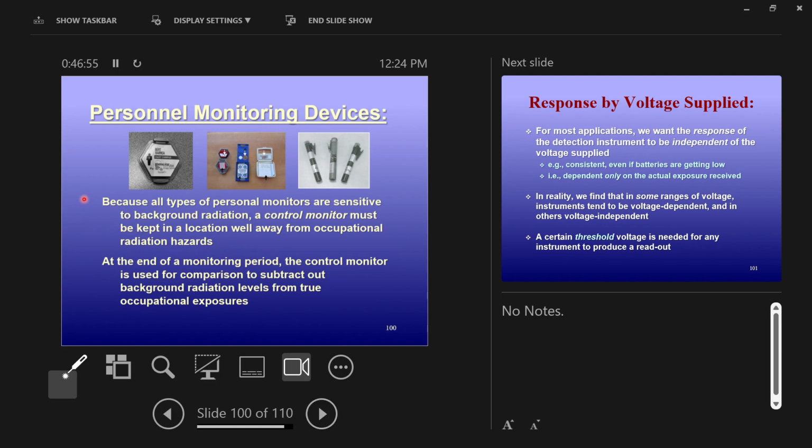The next thing to know is all personnel monitoring badges are sensitive to background radiation, okay? For that reason, a control monitor needs to be kept around. So in this big box, I see it, I got one. In this box is a badge labeled control, and it says right on it, do not wear, okay?